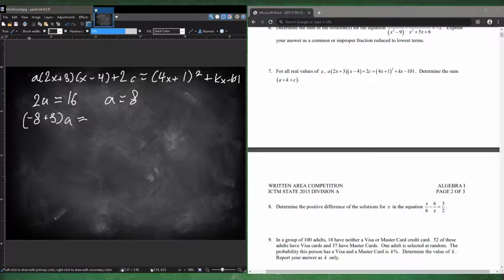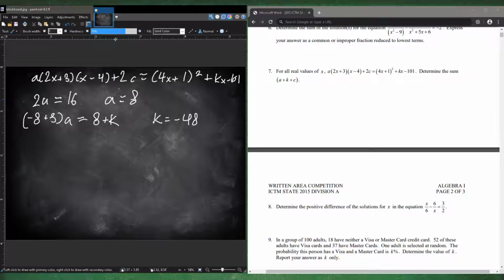So then on this side, we have a 4 times a 1, which is 4 times 2, which is 8, right? Because there's 2 of them. And then plus that k, which gives us our linear. We already know what a is, so a is 8, right? So negative 8 plus 3 is negative 5. Negative 5 times 8 is negative 40. Negative 40 minus this 8 equals negative 48. So k is negative 48.